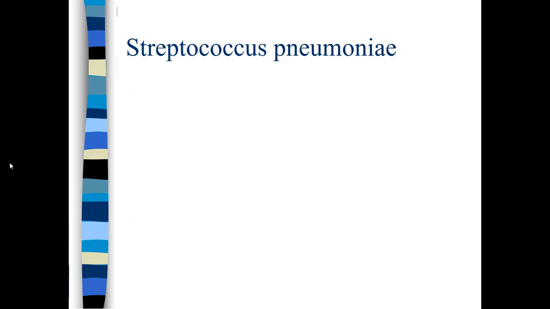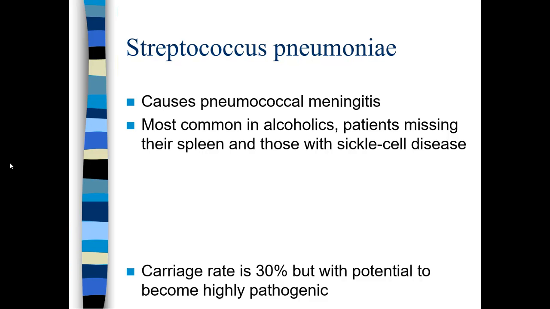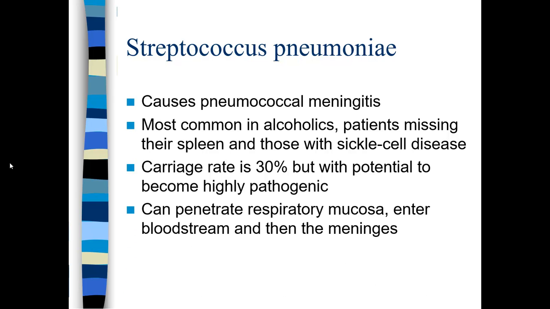Another causative agent for meningitis is Streptococcus pneumoniae. This causes pneumococcal meningitis. This is in compromised patients like alcoholics, patients who are missing their spleen, or those with sickle cell disease. And there's a lot more carriers of Streptococcus pneumoniae. The carriage rate is about 30%, so it's considered normal microbiota for your respiratory tract, but it does have the potential to become pathogenic.